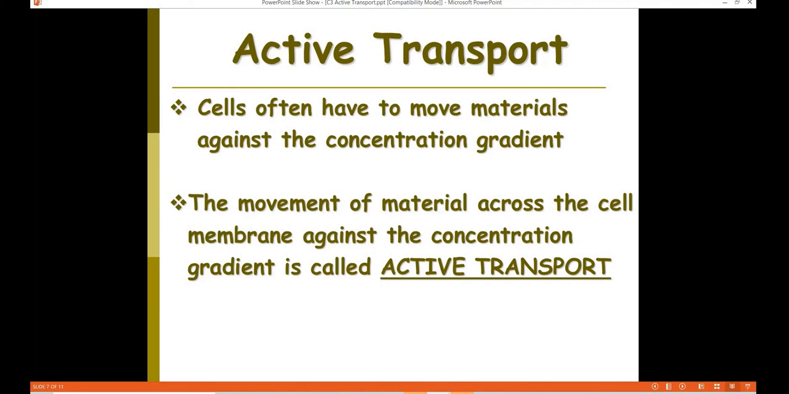All right. So one of the examples of active transport is how the nitrate ions move from the soil through the root hair cells inside the root. So this happens against the concentration gradient. And how is this happening? Because of the energy. Wherever active transport needs to be done, energy is involved.